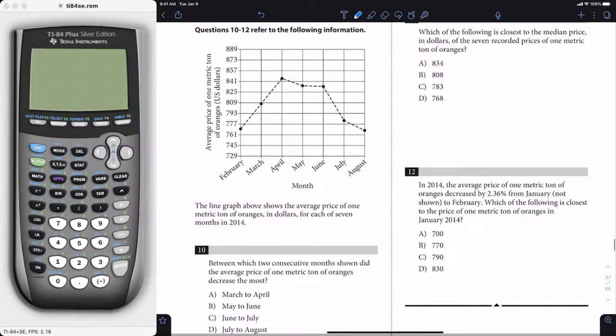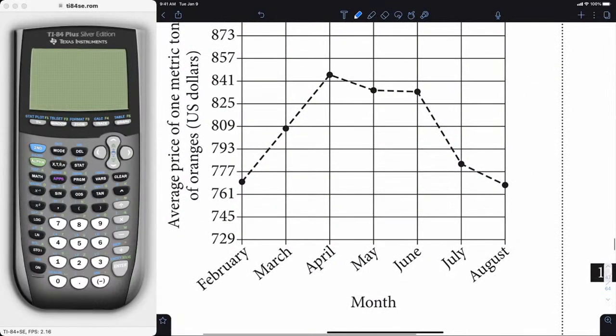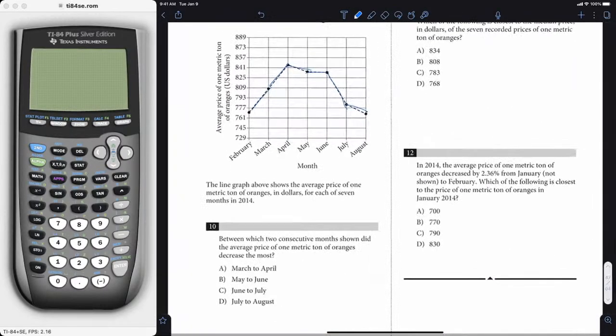The line graph above shows the average price of 1 metric ton of oranges in dollars for 7 months in 2014. Between which 2 consecutive months shown did the average price of 1 metric ton decrease the most? This is an increase, this is an increase, this is a slight decrease maybe, and then a fat decrease, and then another slight decrease. So it's definitely going to be June to July.